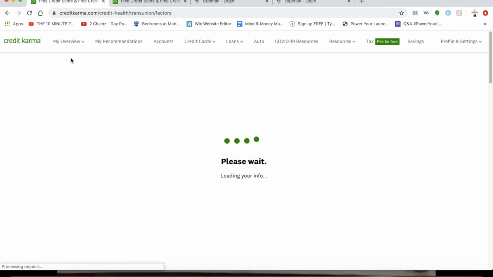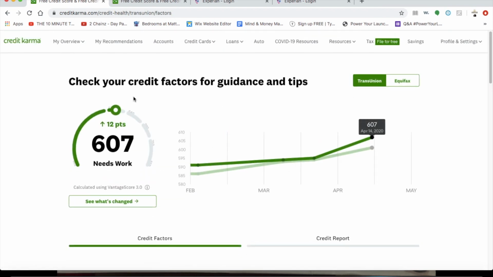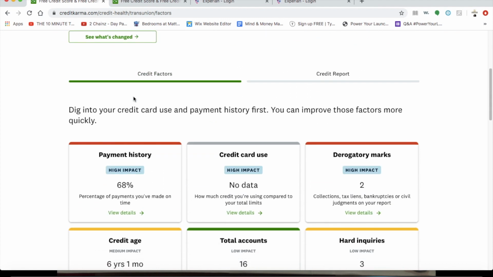Where you want to stay is close to 100%. Of course, you definitely want to stay as close to 100% as you possibly can, because that is the key place to be. When lenders are looking at your report, they're going to want to see where you are in that area, right? The next thing is your credit card usage.